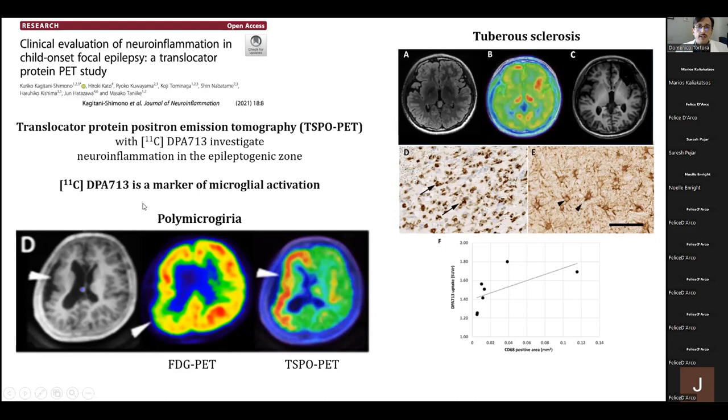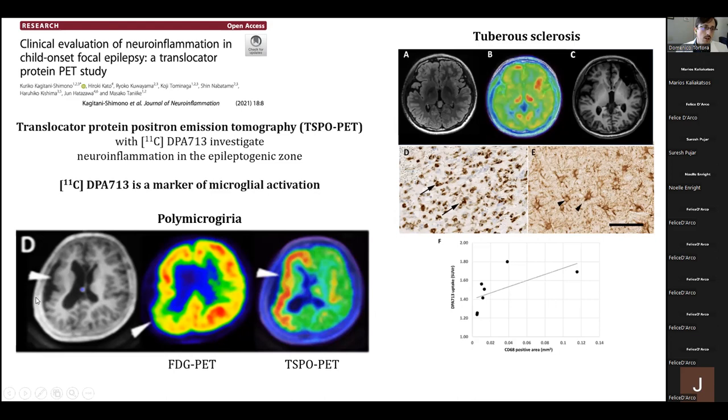And in this study, this tracer was used to characterize the lesions in a group of children with epilepsy due to brain malformations. For example, here you can see a very large area of polymicrogyria, and a comparison with the typical FDG PET that is commonly used also in children with focal epilepsy, showing a region of lower SUV values in the posterior portion of this area of polymicrogyria.